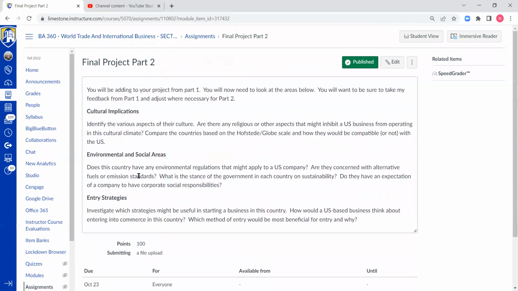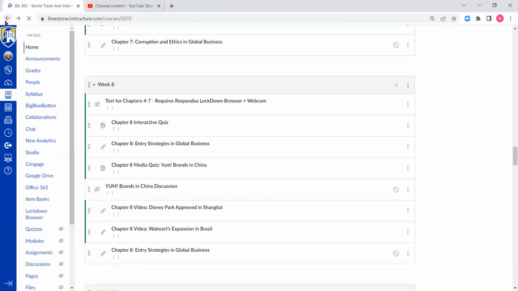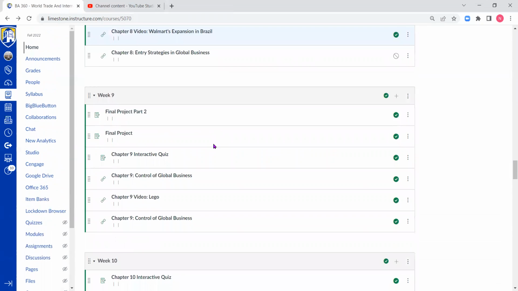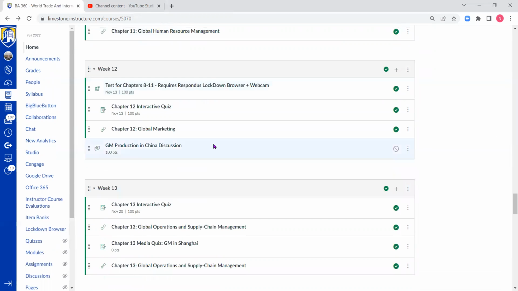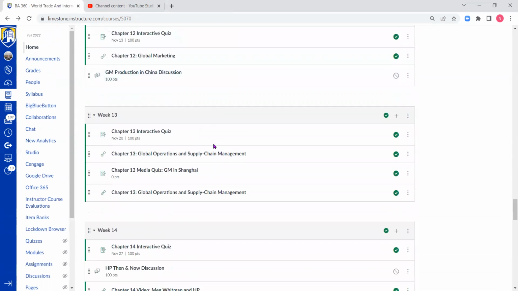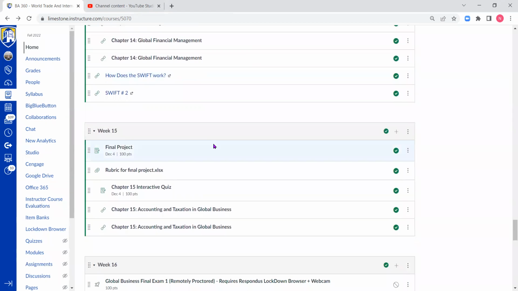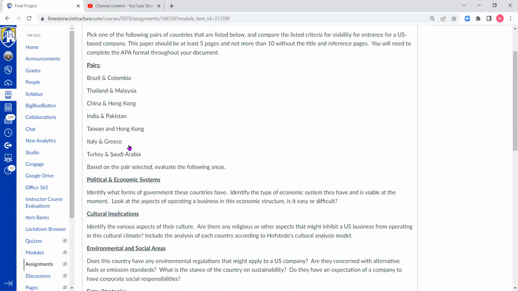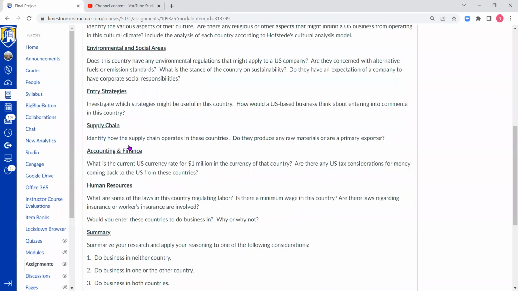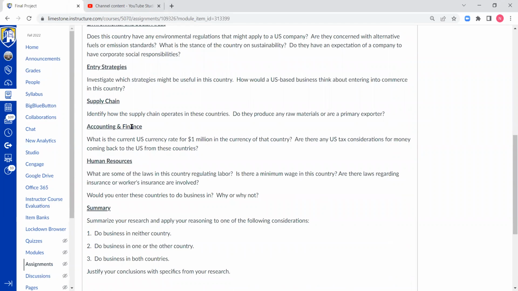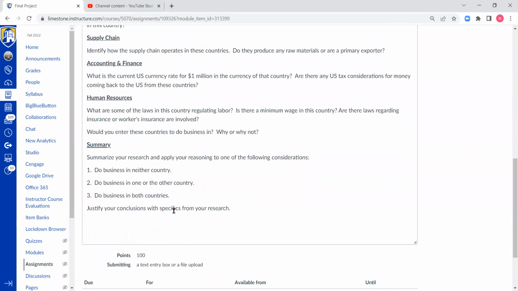And then the last part of this will be due in week 13 for week 15, the first week of that, which is the final project. That will include parts 1 and 2. And then we're going to get down to things like the supply chain, economics and finance, human resources, and then the big key is the summary.